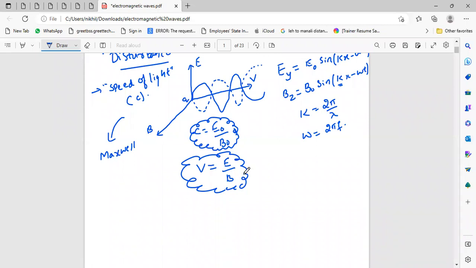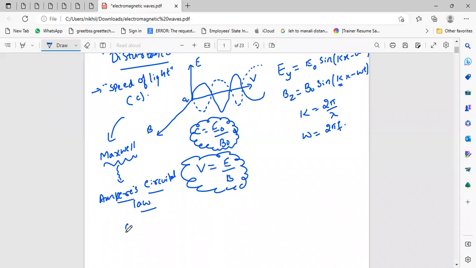So what is the speed of the electromagnetic wave? It is given by either V is equal to E by B, or you can say C is equal to E naught divided by B naught. And also Maxwell has corrected Ampere's circuital law. So who contributed the correction in Ampere's circuital law? That is called Maxwell's.